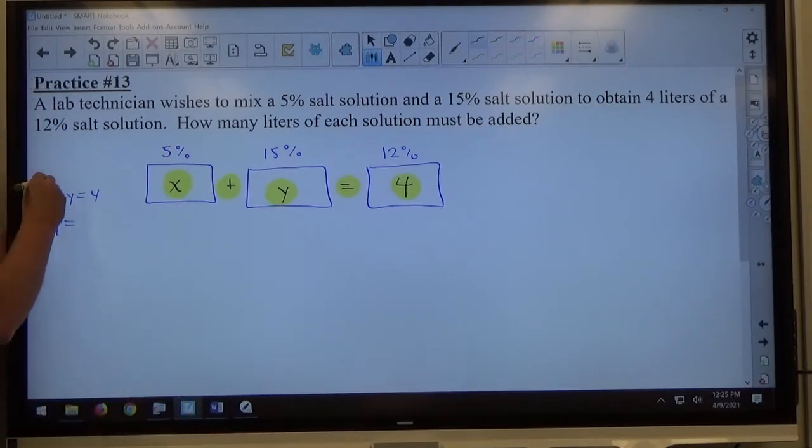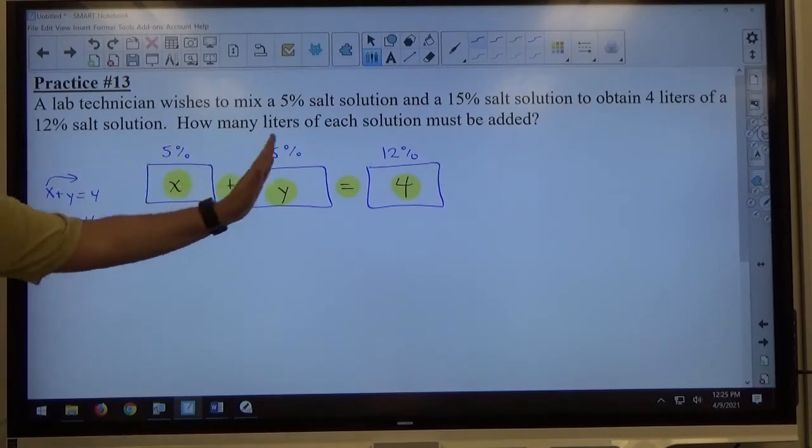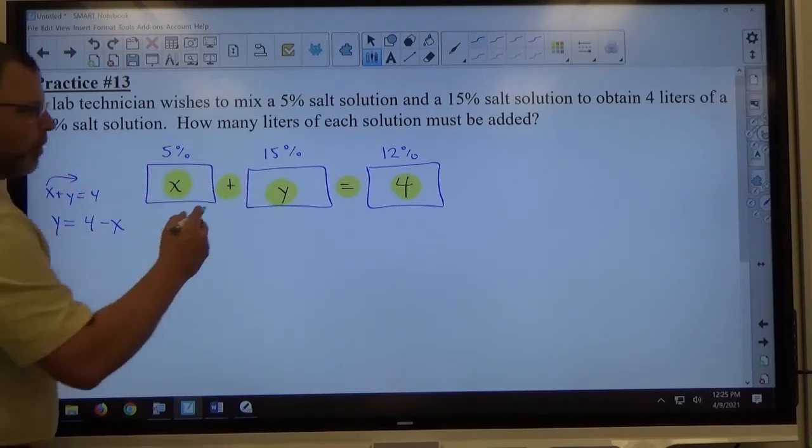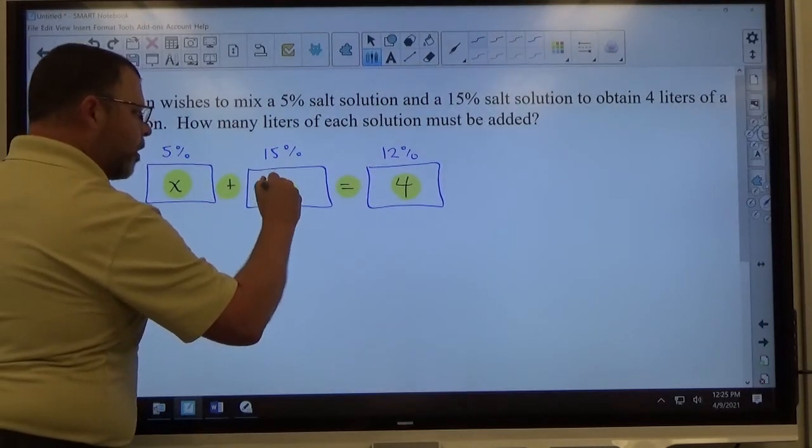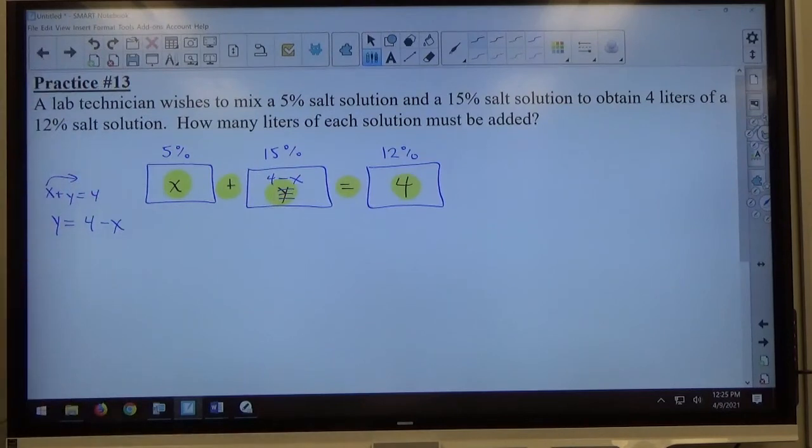If I move the X over there. X plus Y equals 4. Ignore all the 5s, 15s, and 12s. Just look at this. 4 plus X, or 4 minus X. 4 minus X, right? You move the X across, it becomes negative, right? So again, the original setup would be that, but the end result, if you do this little trick here, 4 minus X can go right there.